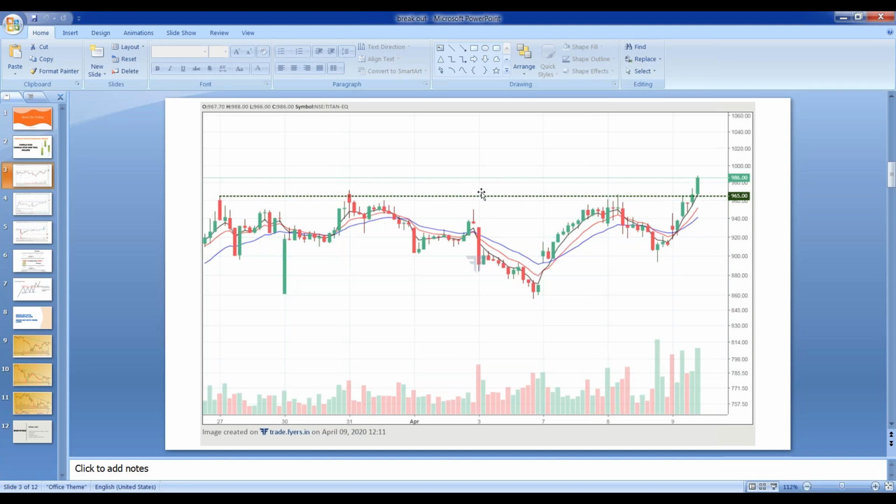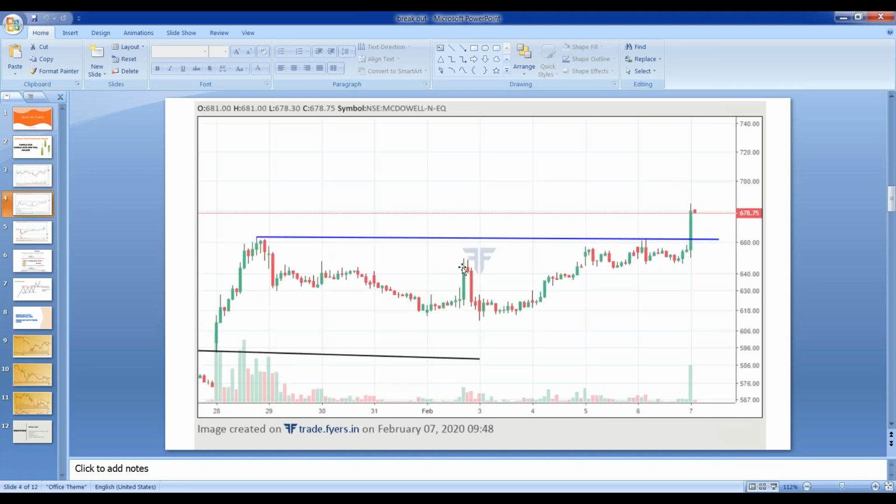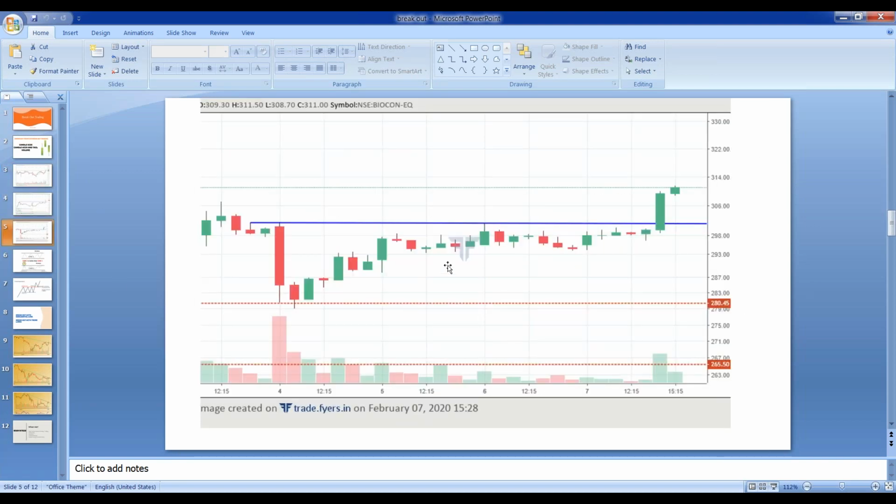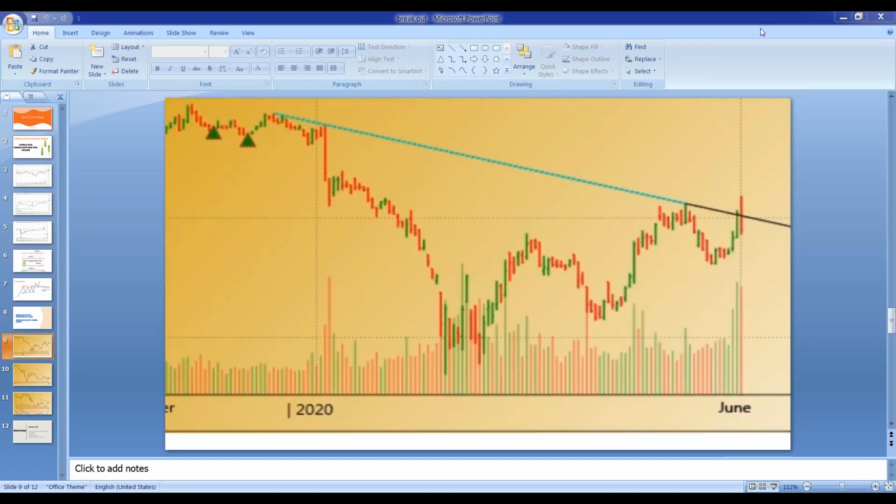I have not drawn a single trend line resistance. This is also horizontal resistance, this is also horizontal resistance. So whenever we are looking for breakout trades, horizontal resistance is more trustworthy than trend line resistance. Now let me show you some examples with the trend line resistance. These are some recent examples.